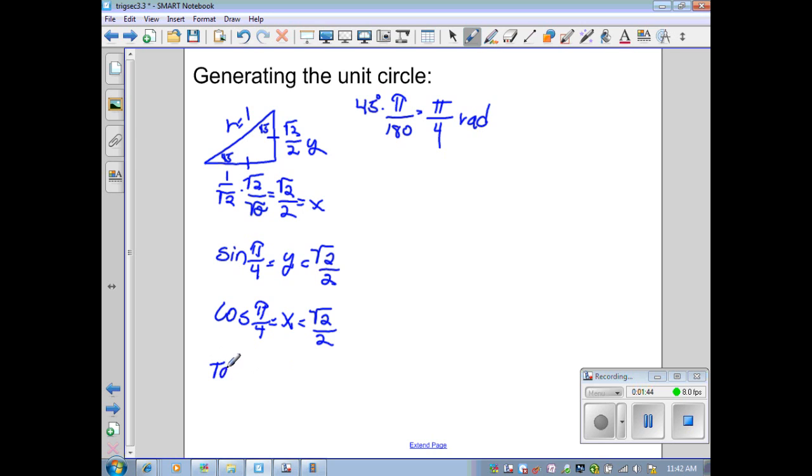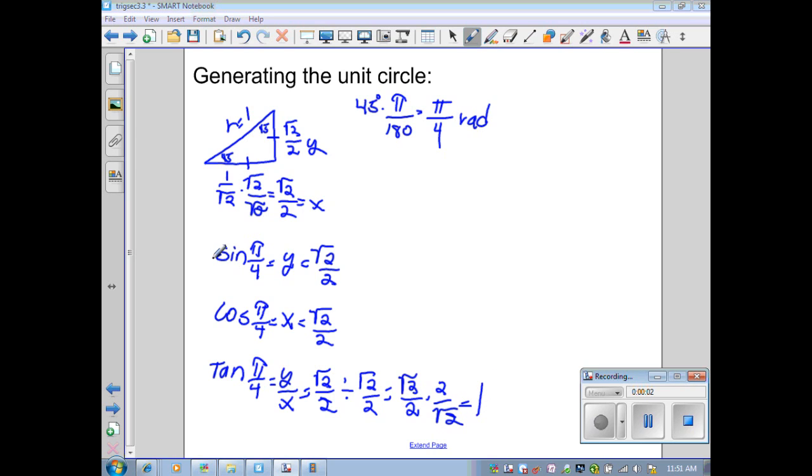The tangent of s, or pi over 4, is going to be y over x, which equals the square root of 2 over 2 divided by the square root of 2 over 2. When I simplify, the square root of 2 over 2 times 2 over the square root of 2, I'm going to get tangent of pi over 4 equal to 1. From here, I can create reciprocal functions of cosecant, secant, and cotangent.